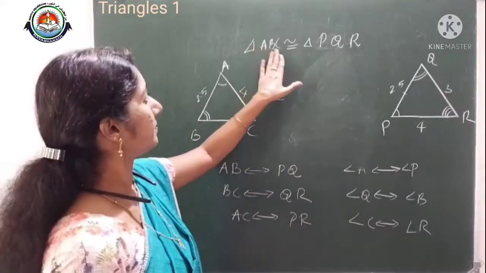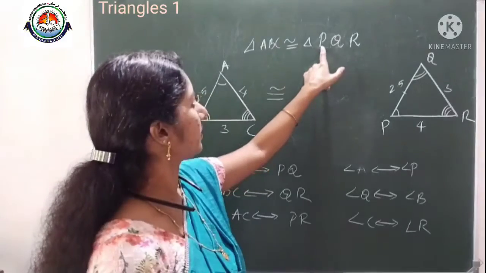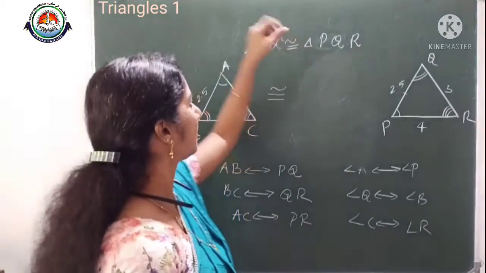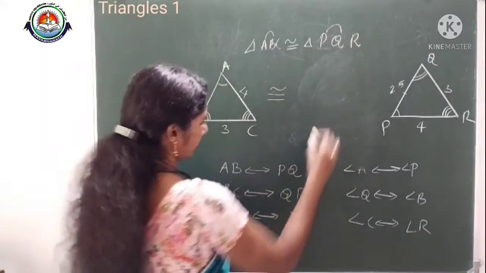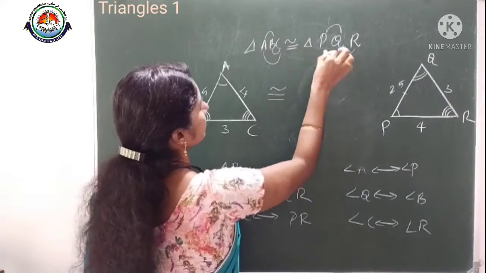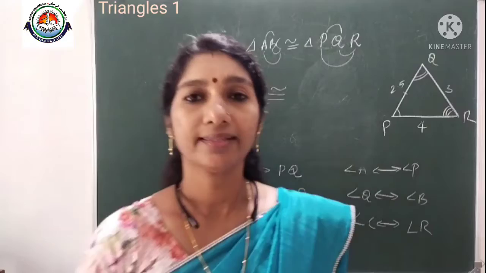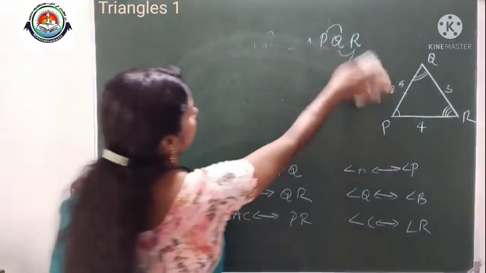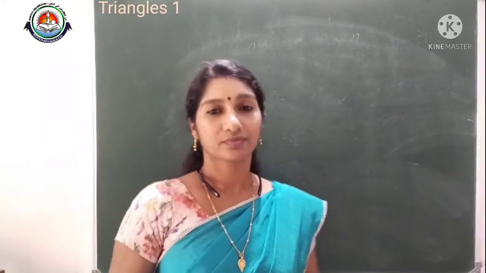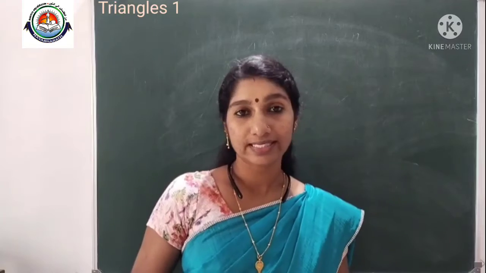Then we will write triangle ABC congruent to triangle PQR. A corresponds to P, B corresponds to Q and C corresponds to R. And in the same way AB equals PQ, BC equals QR, and AC equals PR. Like this we will say congruent triangles. To check congruent triangles, we should check whether all sides and all angles of one triangle are equal to all sides and all angles of the second triangle.